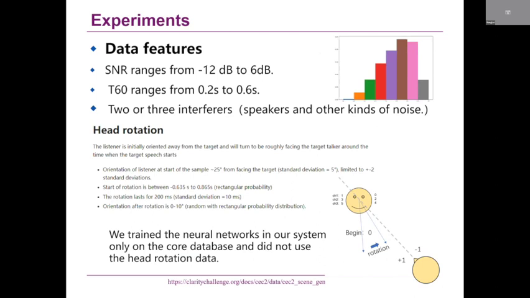Okay, then we could see that the SNR ranges from minus 12 decibel to 6 decibel. Reverberation time T60 ranges from 0.2 second to 0.6 second. Each scene has two or three interferences. We trained the neural networks in our systems only on the core database and did not use the head rotation data or the speaker embedding.